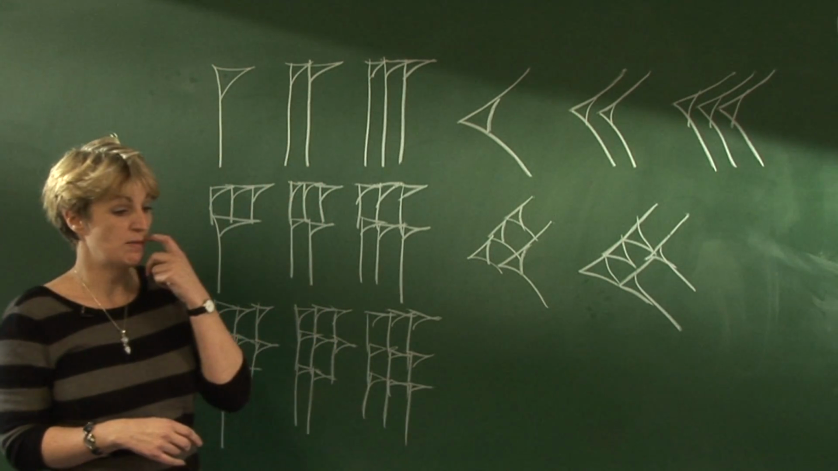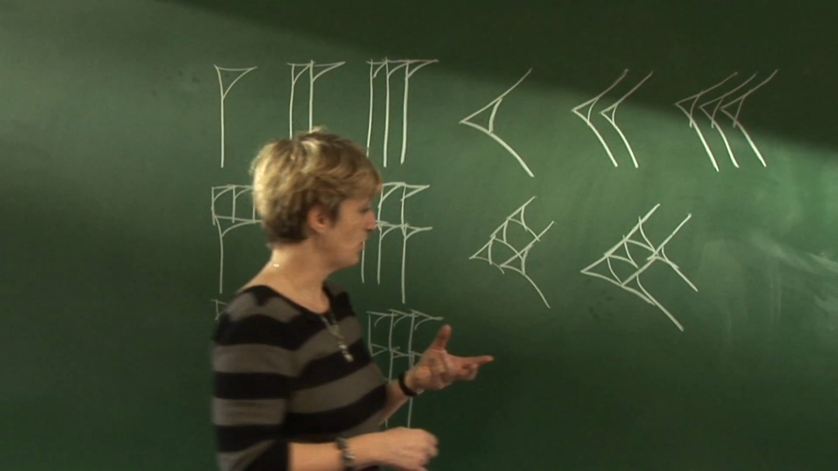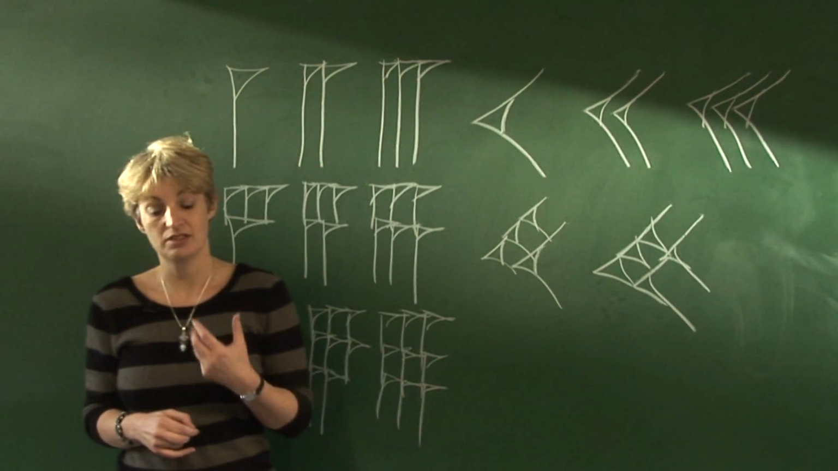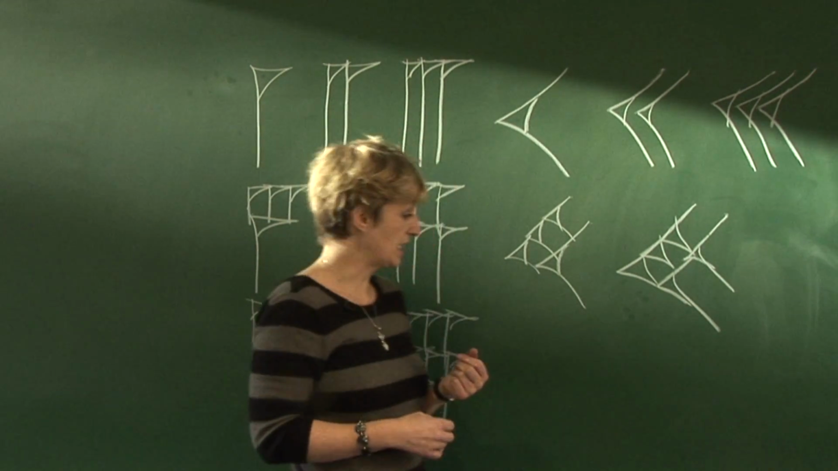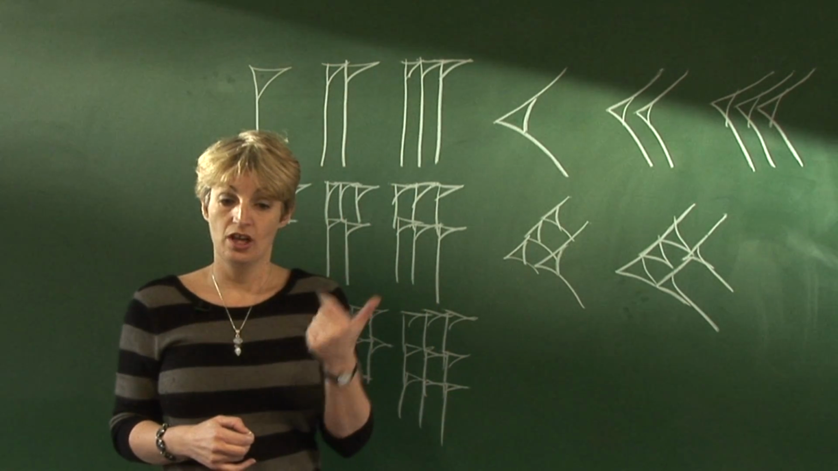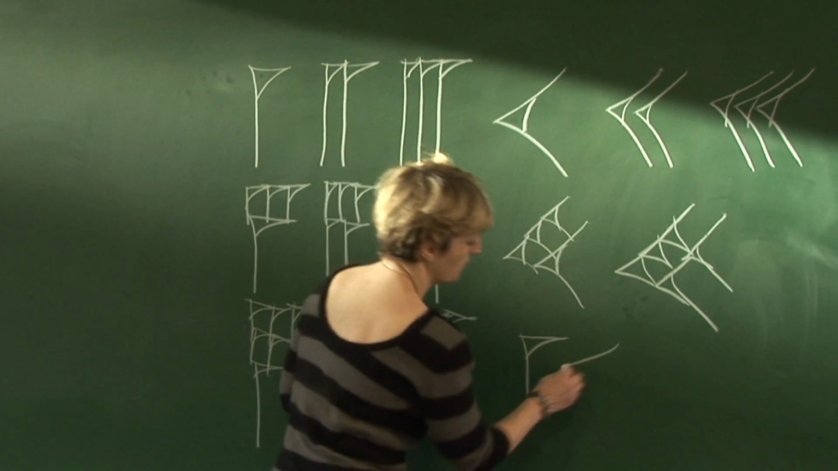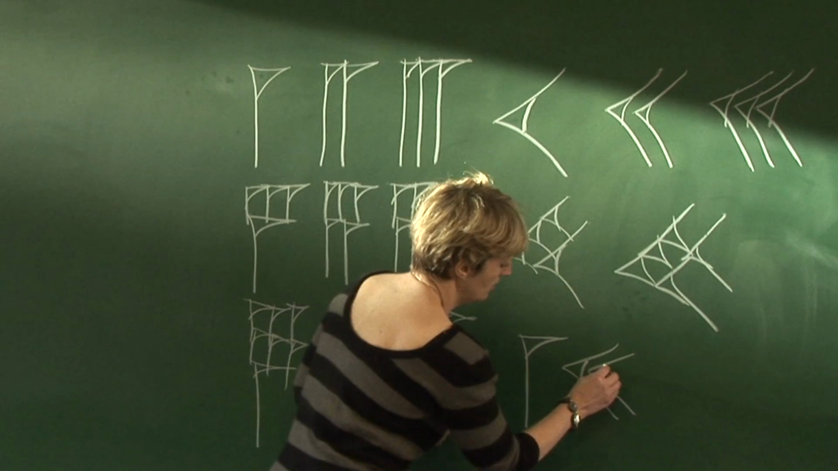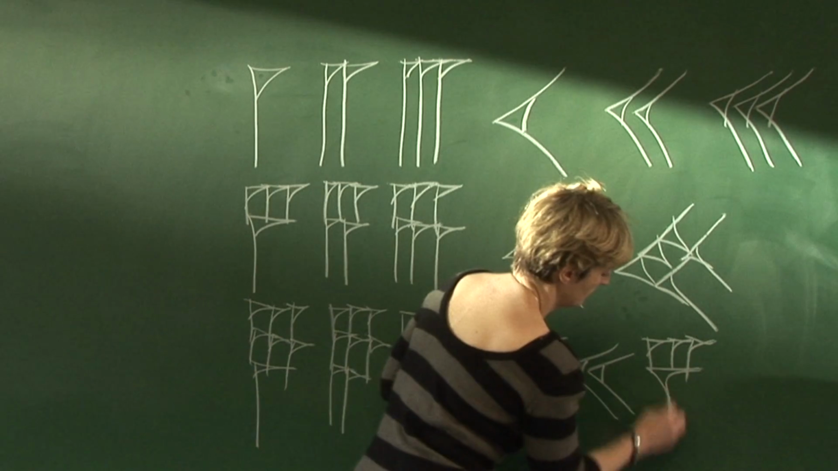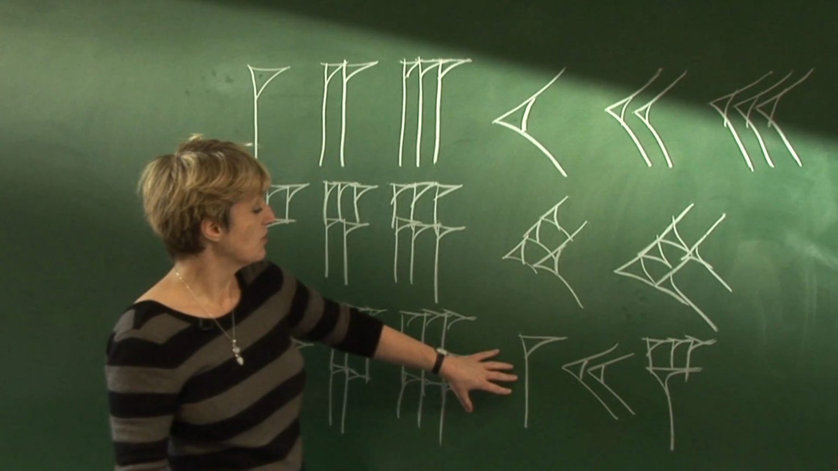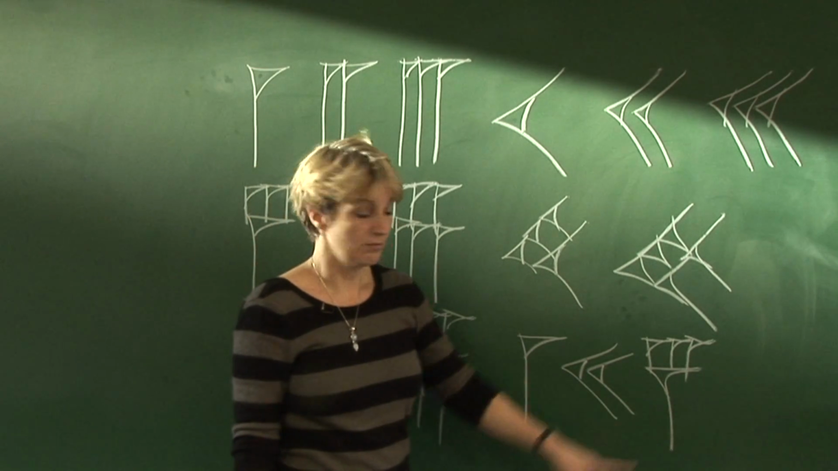Now, let me give you an example of that. If we think about the number 84, in the decimal system, we think of that as 8 tens and 4 units. In a base 60 system, if we're thinking, for instance, of 84 minutes, well, that's 1 hour and 24 minutes. So we represent that as 1 and then 24. So there's our 1, 60, 2 tens, and 4 units.